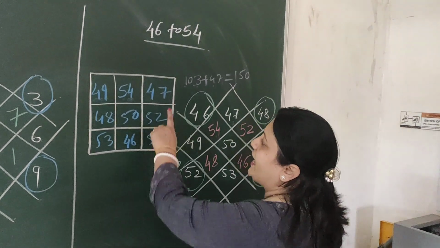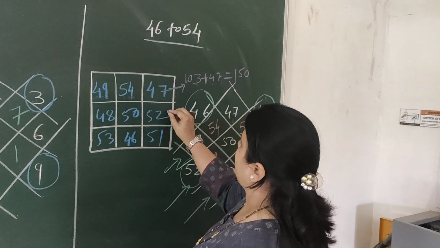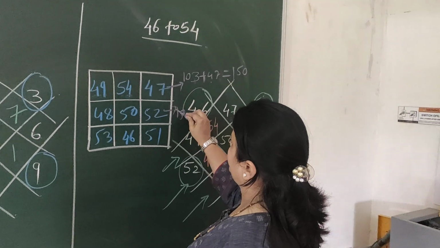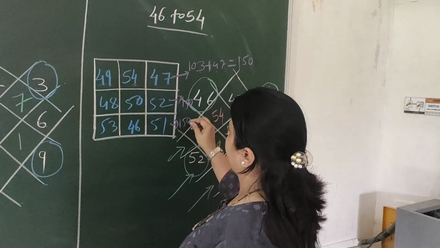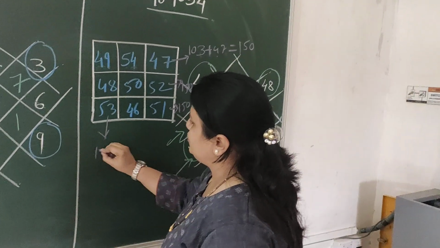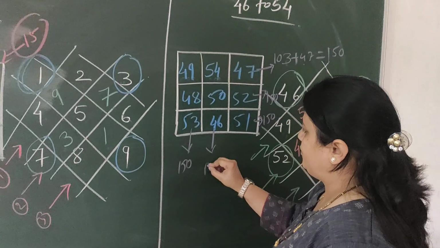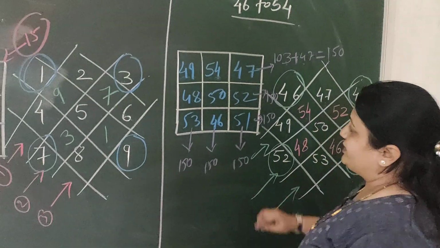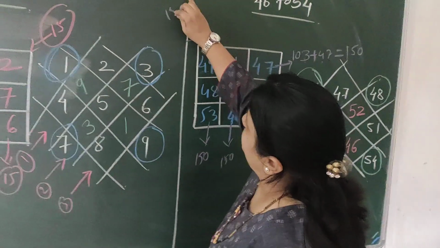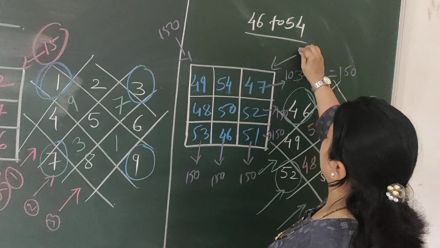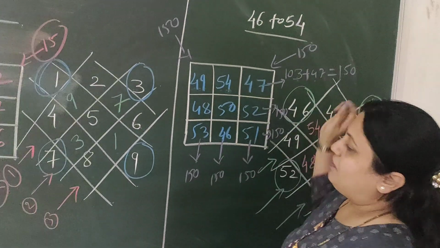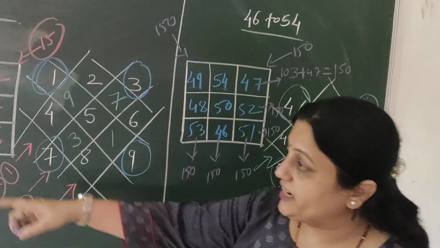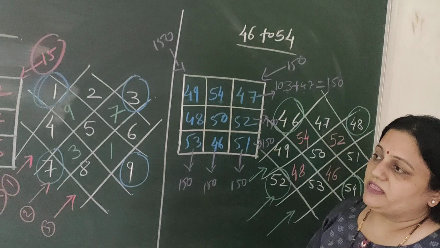Like this if you add, this is 150, this is also 150, this is also 150. Again vertically also the total will be 150. You can cross check this, you can pause the video and check the addition. Vertically also it will be 150, and this vertically also it will be 150. Now you will say that here it is given in this method like this.